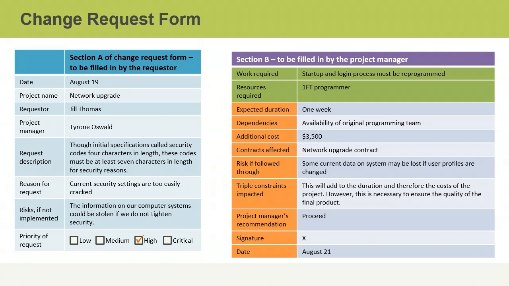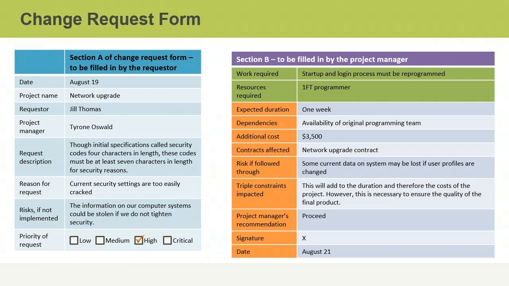Section B was completed by the project manager and outlines what impact the requested change will have in terms of the work, resources, extra time, and extra costs required. It identifies dependencies or factors that have to be in place before the change can be made. It also outlines any risks associated with making the change and its likely total impact on the triple constraints of cost, duration, and quality. Finally, the project manager includes a recommendation for either accepting or rejecting the request and signs and dates the form. Ultimately, changes should go ahead only if they have business value.